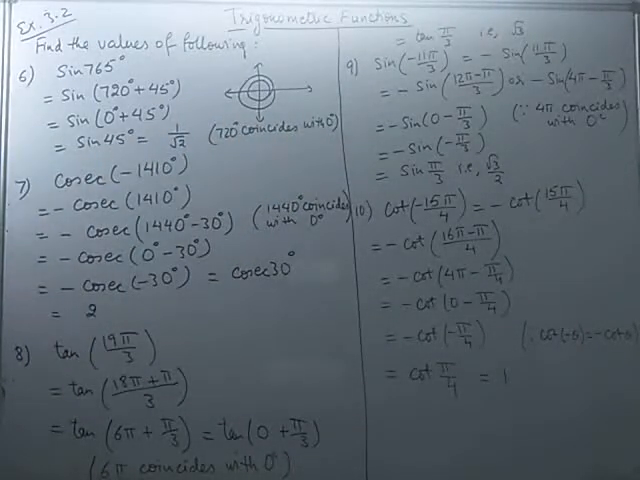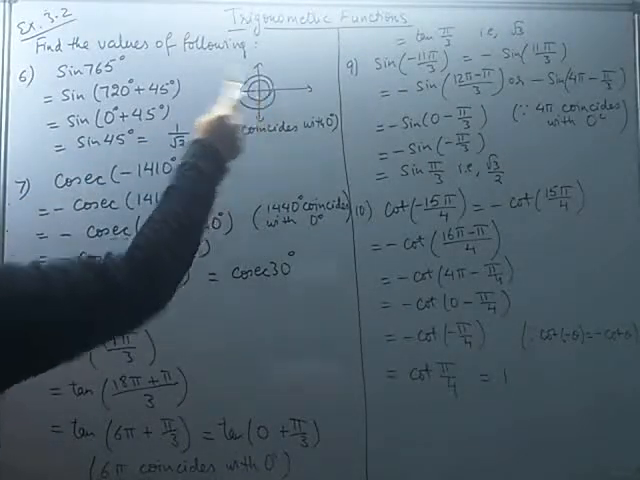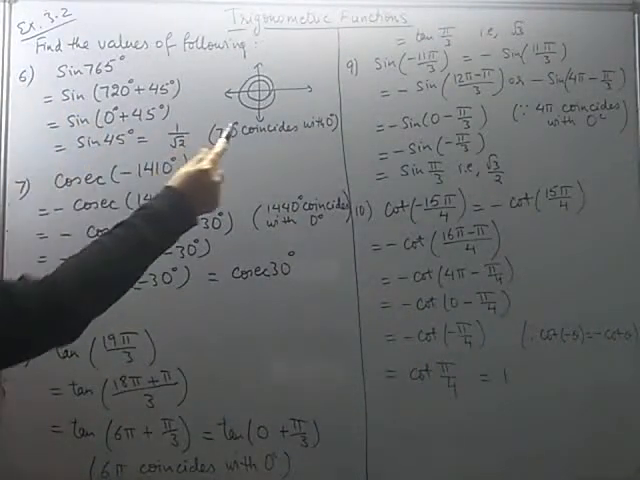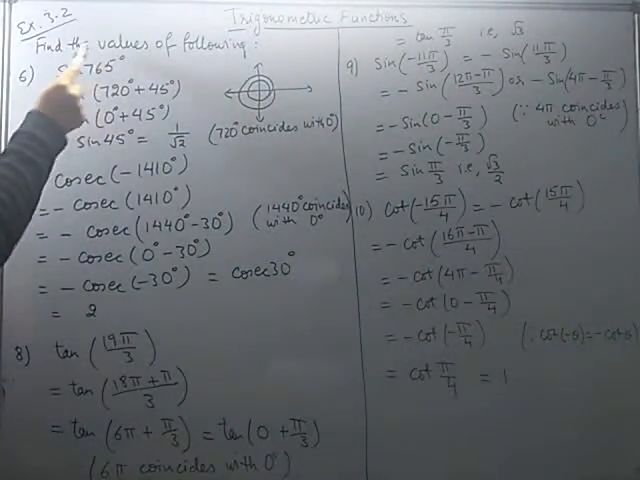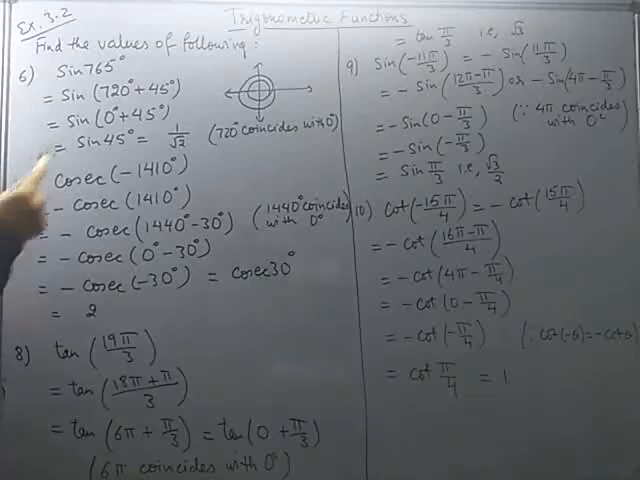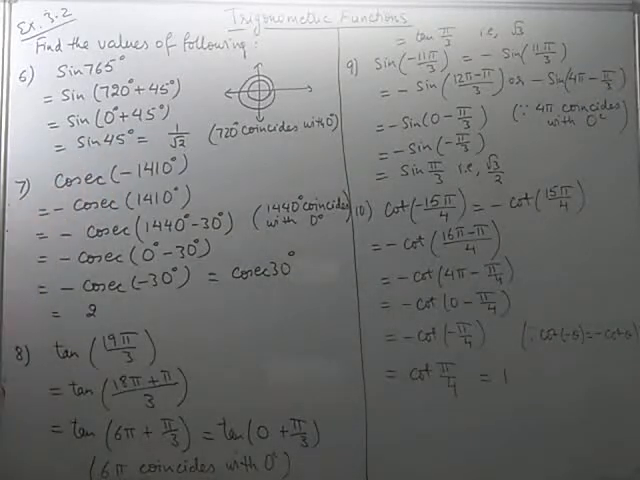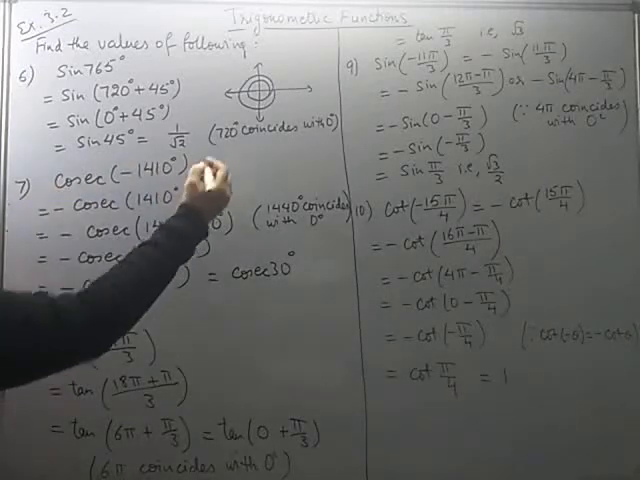So whatever is sine 0 degree, same will be sine 360 degrees, same will be sine 720 degrees. So we can replace 720 degrees with 0 degrees because it is coinciding with that angle. So our angle is reduced to a smaller one. So now it is sine of 0 degree plus 45 degrees. Now 0 plus 45 is 45 only, and sine 45 we can very well define as 1 over root 2. Then see the next one, cosec minus 1410.